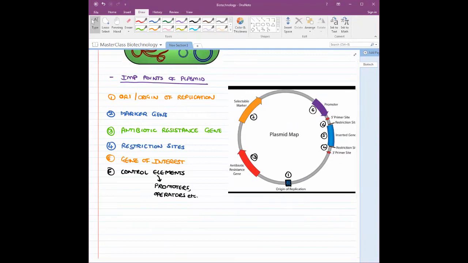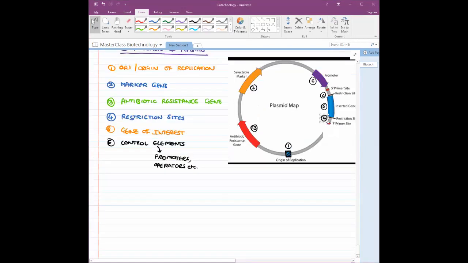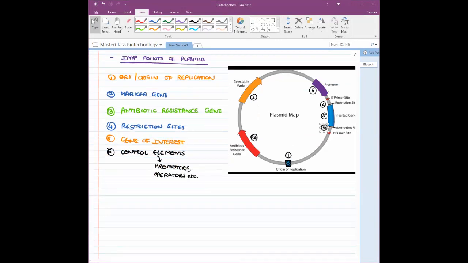So now let's try to understand, guys, why are we going to go for this marker gene? Why are we going to go for this antibiotic resistance gene? First just have a look at this thing, then I will quickly explain. I'm going to explain everything over here. First, just understand the map, how it is generally going to be.